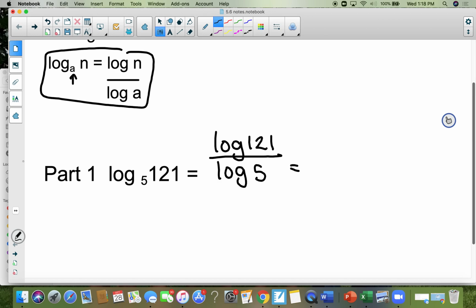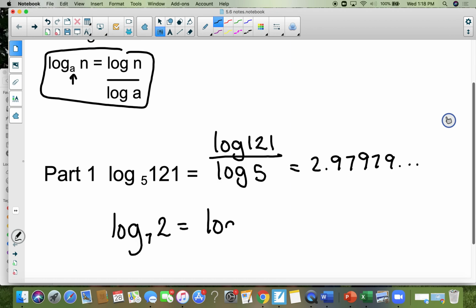And that's going to give you, let me just grab my calculator, the log of 121 divided by the log of 5. That's going to give you 2.97979 and so on. So again, if you see the log base 7 of 2, this is the log of 2 over the log of 7. It's called the change in base formula.